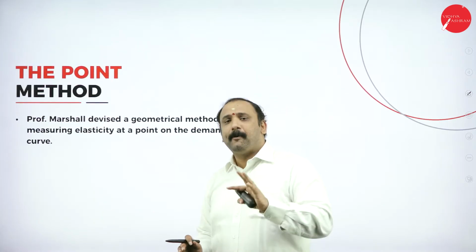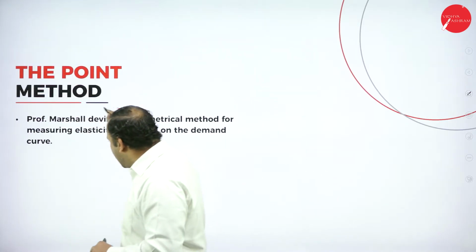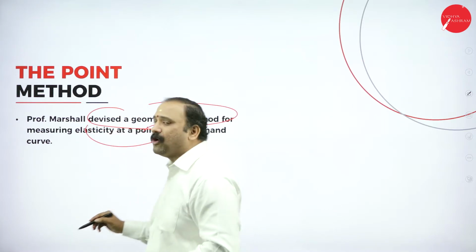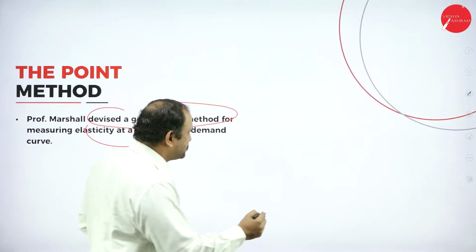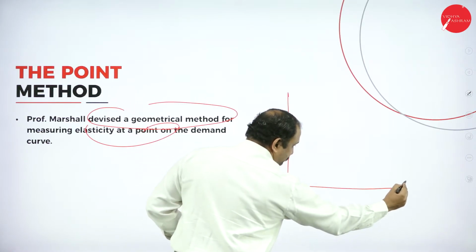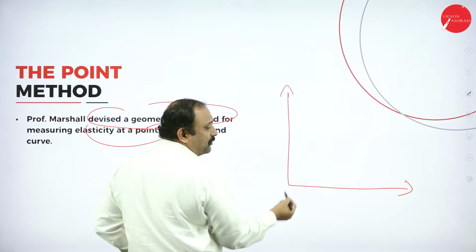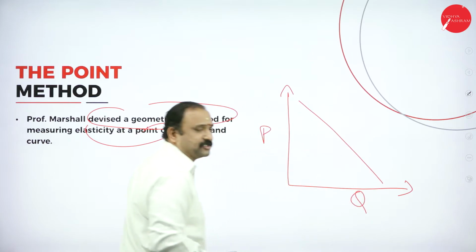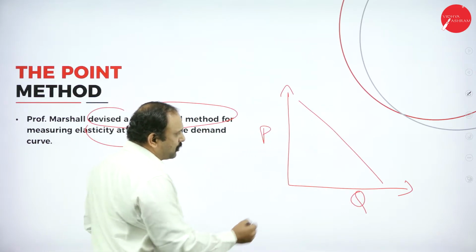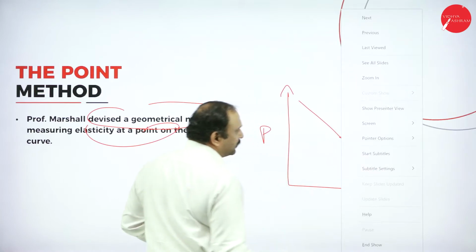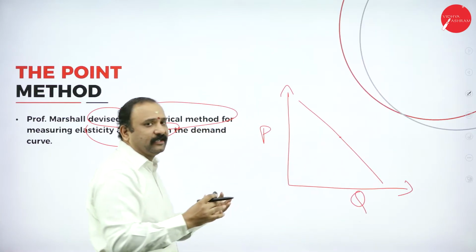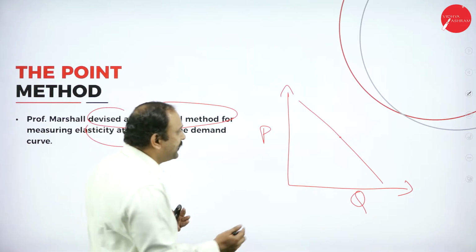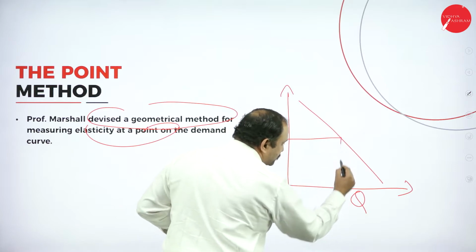Moving further, the point method. Alfred Marshall devised a geometrical method for measuring the elasticity at a point on the demand curve. So let's try to understand how this works. If this is the demand curve where I'm going to put the price and the quantity, and this demand curve is sloping downwards, he talks about a point on the demand curve, which shows how we come to an equilibrium position.